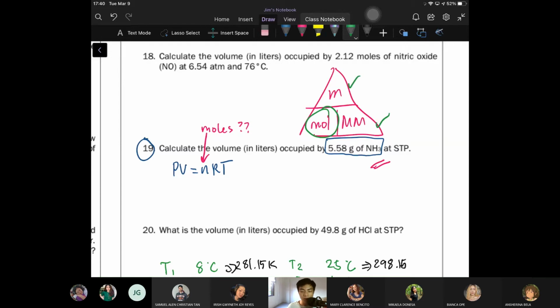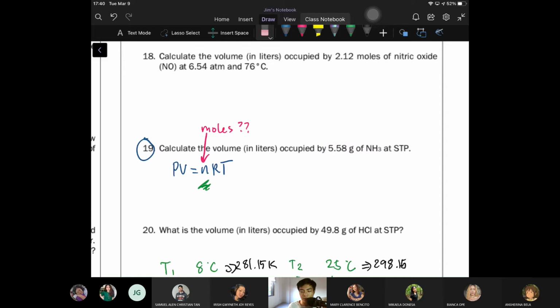Bakit kailangan kukunin yung mole? Kasi sabi sa ideal gas equation, N. Pag N, moles yon. Okay? So kailangan ko ng moles. So that's why in order for me to get the moles of ammonia, I have to divide the mass by its molar mass. Okay? So dito natin makukuha yung moles dito. Okay? Moles can be calculated. Okay, so check na tayo dyan.